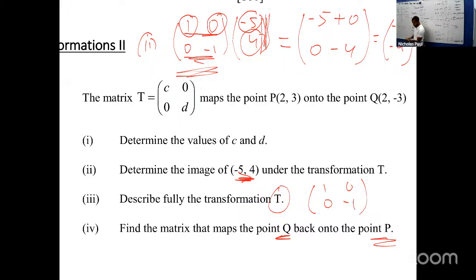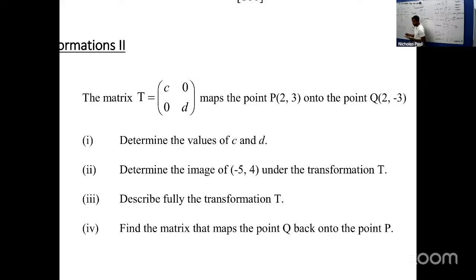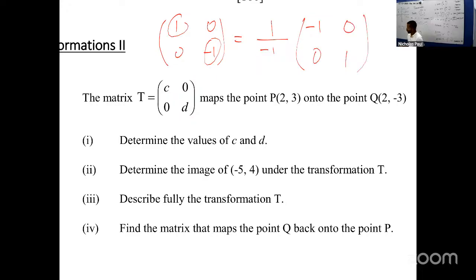But some of you are asking how to find the inverse, so I'm just going to do it over here. It's 1 over the determinant. What's the determinant of this matrix? -1. And then flip around A and D, and change the signs of the others. When you multiply it out, you get 1, 0, 0, -1, which is the same as the original. That's okay?